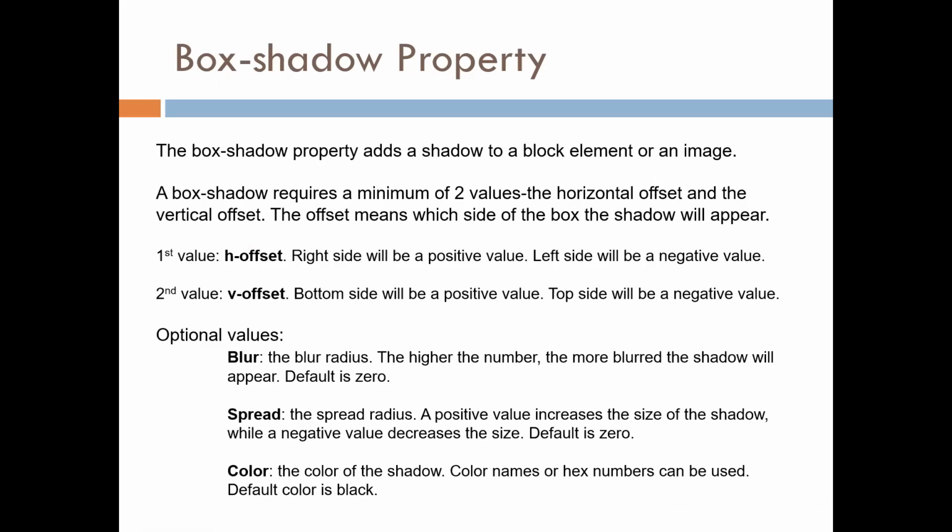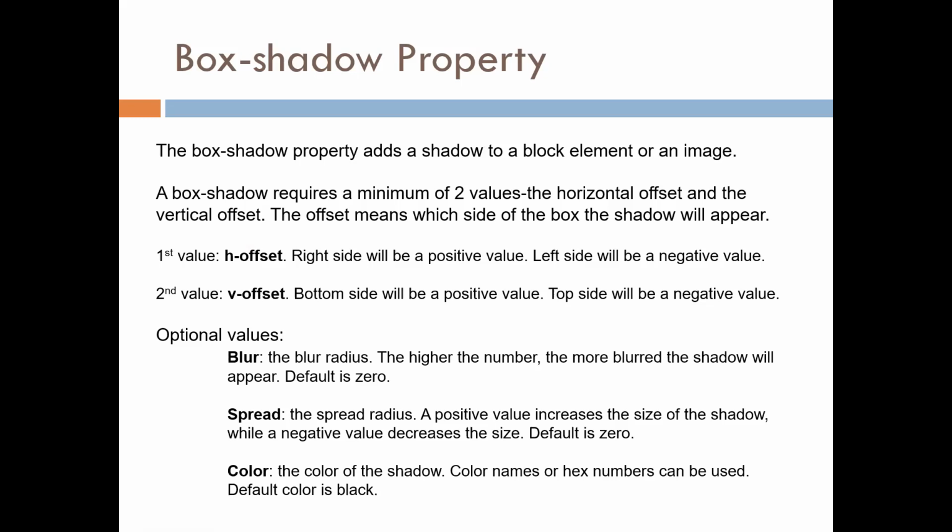So box shadow can be applied to an image or another block element. And we have to have at least two different values, the horizontal offset and the vertical offset. So horizontal meaning left or right, vertical meaning top or bottom. And the first value, horizontal offset, if you want it to be on the right side of the box, needs to be a positive value. If you want it to be on the left side, you need it to be a negative value.